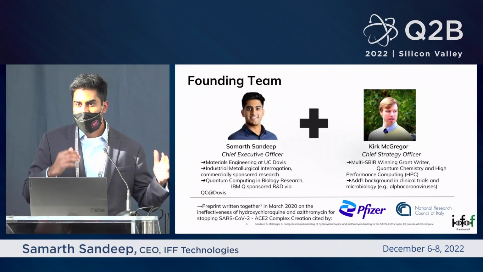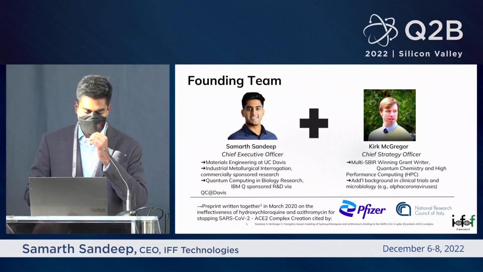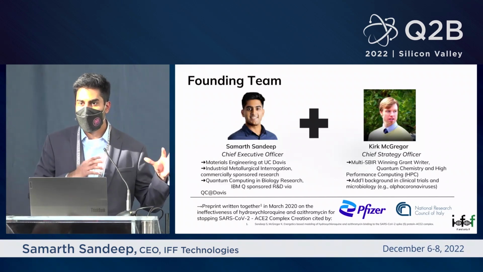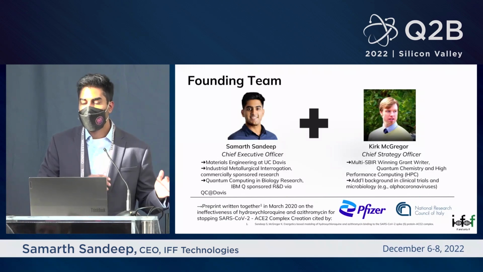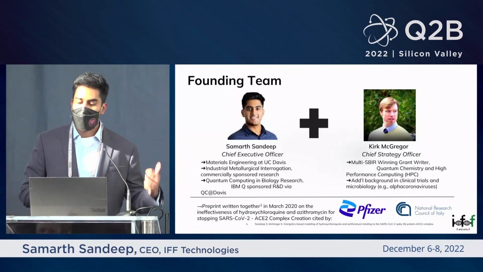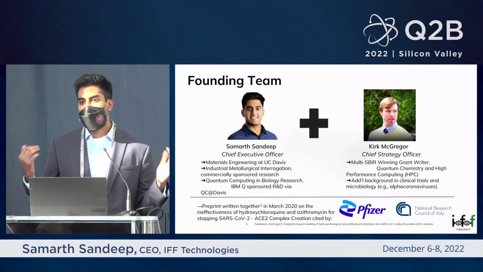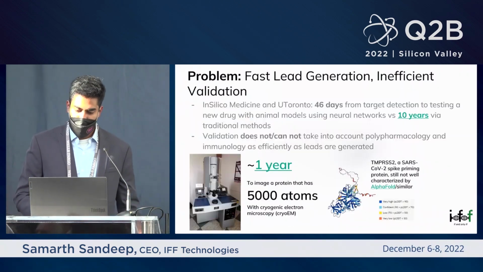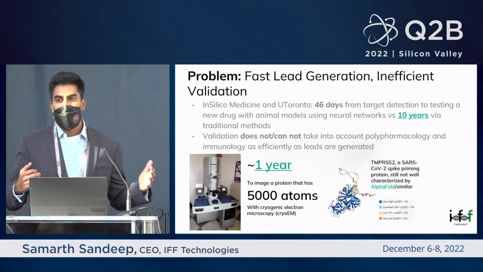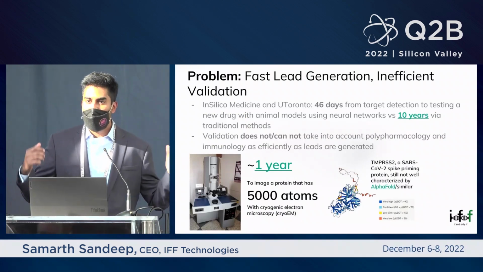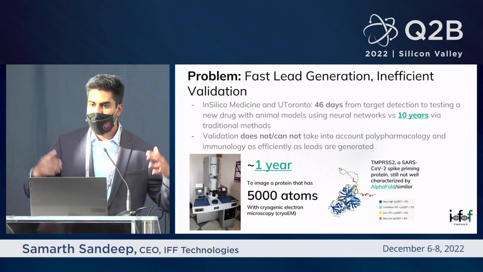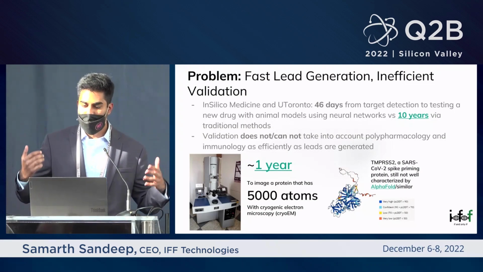So we decided to apply this algorithm in a COVID context, looking at how the SARS-CoV-2 ACE2 complex binds to hydroxychloroquine and azithromycin. And this study, to our surprise, was cited by Pfizer, the National Research Council of Italy, and many other top research institutions. So this led us to think, well, there must be a market opportunity here. What are the key problems the industry is facing today that maybe we can start to tackle?